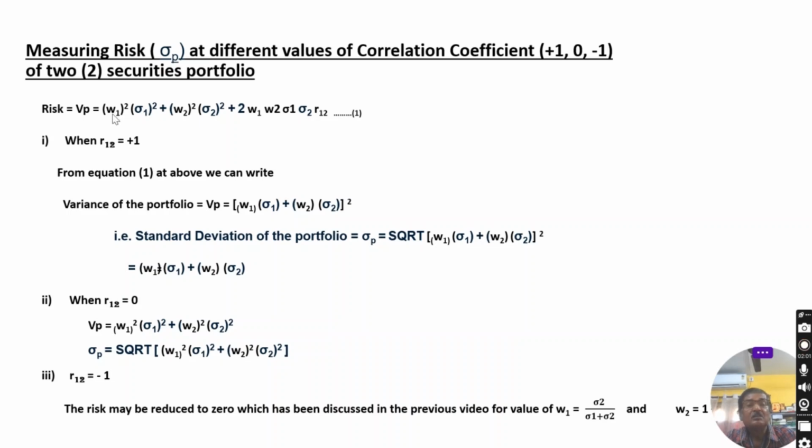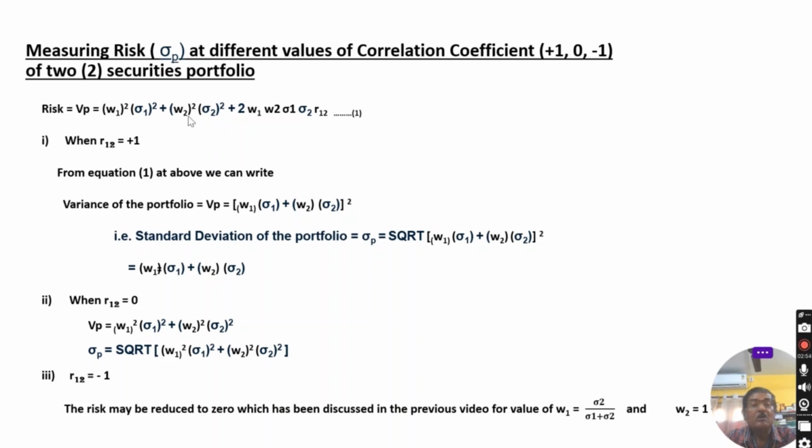W1 means the weightage for security 1, W2 is the weightage for security 2, sigma 1 is the standard deviation for the return of security 1, and sigma 2 is the standard deviation value for the returns for security 2, and R12 is the correlation coefficient between the returns of the two securities. This is also discussed in my previous video. If you have any doubt, you can check from that video.